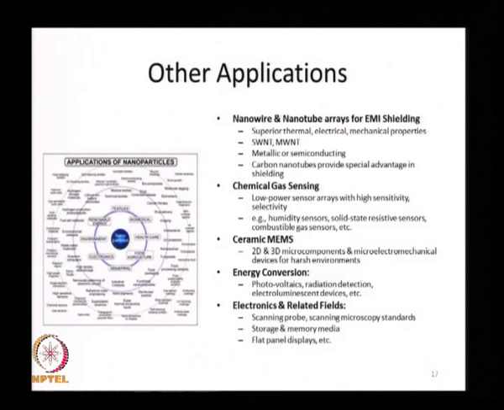Now there are many other applications. The applications of nanoparticles encompass so many different areas: industrial, electronics, environment, renewable energy, textiles, biomedical, healthcare, food, agriculture, etc. And some of the examples are cited here. Nanowires and nanotube arrays can be used for EMI shielding. Extremely high sensitivity sensors can be fabricated with nanomaterials for detecting gas leaks, humidity, and so on.